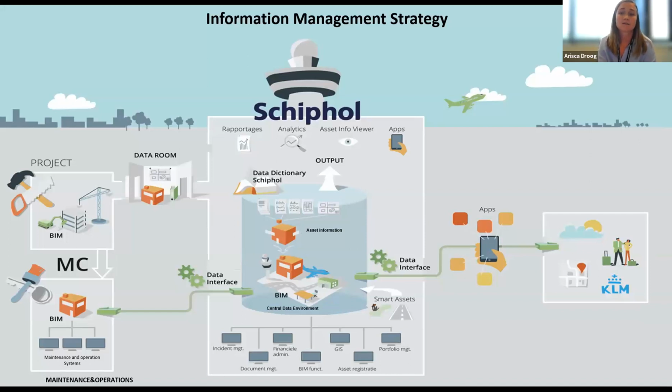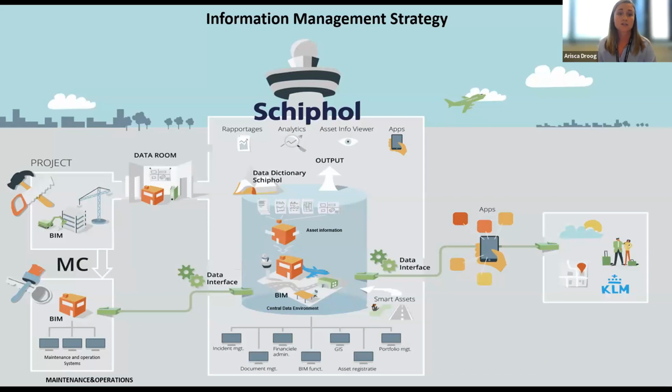Then we have our maintenance and operation to the bottom left side. It's important to note there that Schiphol has actually outsourced its asset maintenance, including its data management. That's why you see MC, which stands for main contractor, because they are responsible for maintaining all of our assets, including the data. And then between the main contractor and Schiphol, you see the data interface, which Maya will tell you a little bit more about later on.